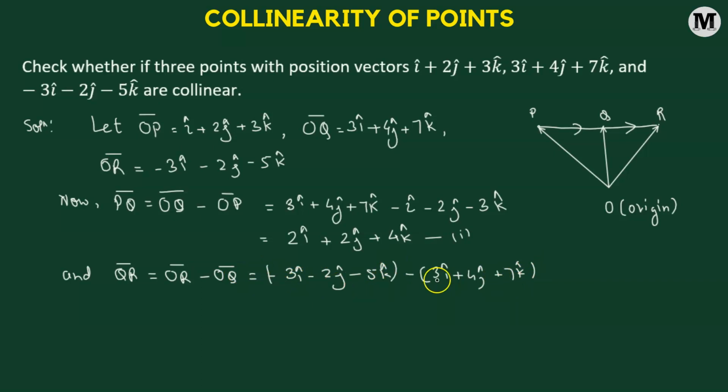So let's find out this value. Negative 3 I cap, negative 3 I cap, that gives us negative 6 I cap. Then we have negative 2 J cap, negative 4 J cap, so that's going to be negative 6 J cap. Then we have negative 5 K cap, negative 7 K cap, so that's going to be negative 12 K cap. So this is our vector QR.